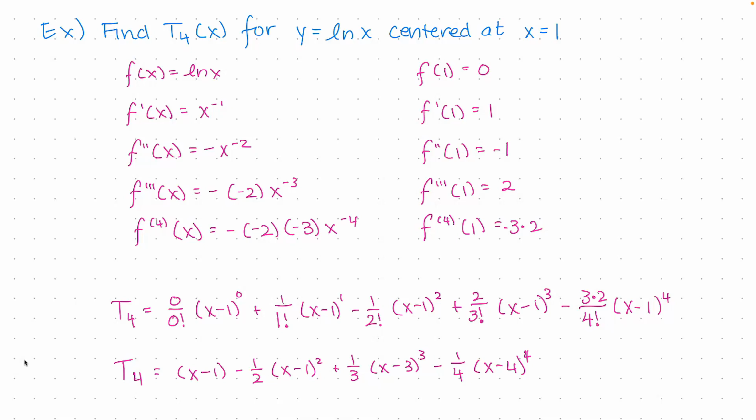And then if you wanted to find approximations for values close to 1, you let x equal whatever those values are, and you plug them in, and voila. I'm forgetting my x. Any questions about this? Because now we're going to get into error.